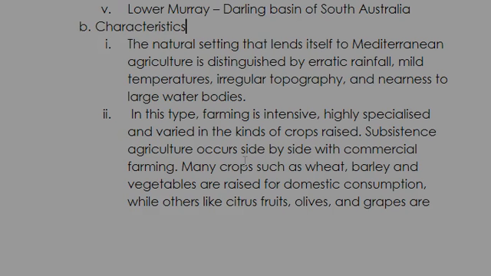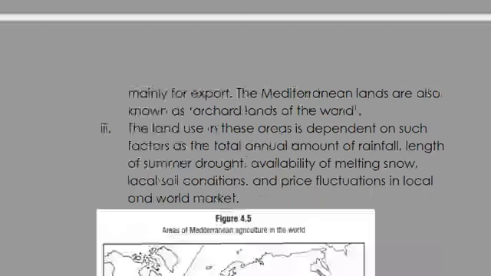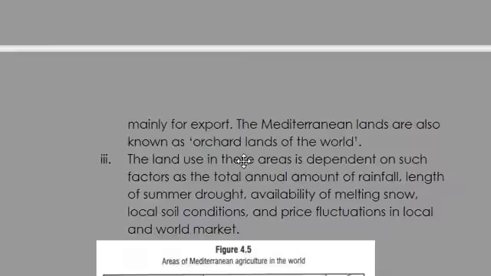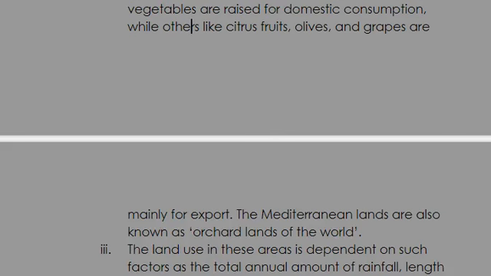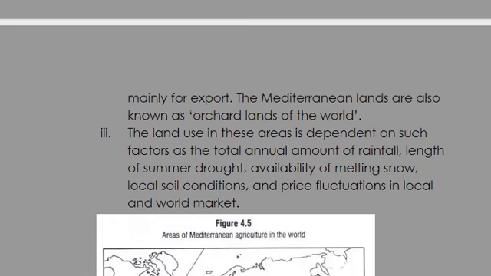So they specialize in growing certain types of crops very well, but they are able to grow a lot of different crops. So many crops like wheat, and subsistence agriculture occurs side by side with commercial farming in a lot of parts of the world that do Mediterranean agriculture. Many crops like wheat, barley, and vegetables are raised for domestic consumption in this area, and others like citrus fruits, olives, and grapes are mainly grown for export. The Mediterranean lands are also known as orchard lands of the world because a lot of things that would be grown in orchards are grown in Mediterranean areas.